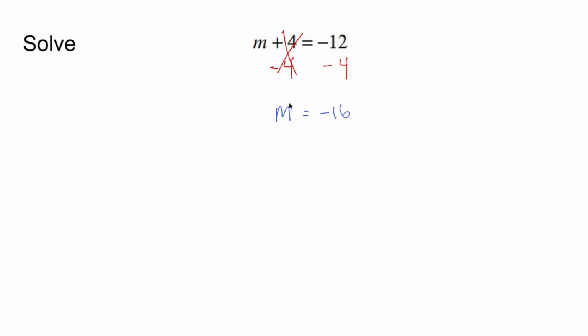Now that m is all by itself, also known as isolated on the left, you're good. You got your answer. You're done. And m equals negative 16. And that's my answer.